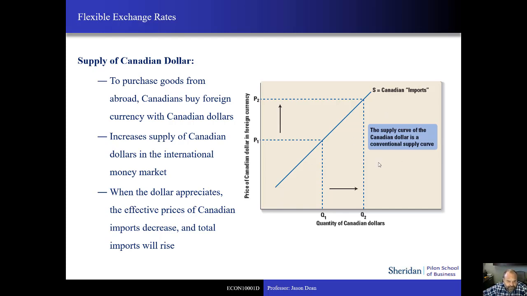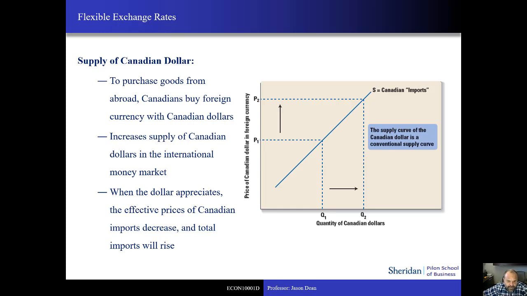Supply is related to people purchasing goods from abroad. So, for example, Canadians would buy foreign currency with Canadian dollars. If we want to buy something in another country, we have to give up our Canadian dollars and get foreign currency. So increases in the supply of Canadian dollars in the international money market will increase the supply, and when the dollar appreciates, the effective prices of Canadian imports would decrease, and so then total imports would rise overall. Again, when we have a strong dollar, we like to shop, for example, more in the US because we can get more. So that's the idea.